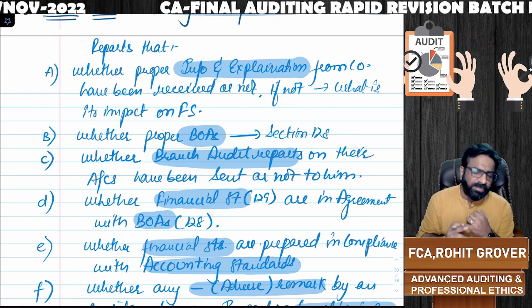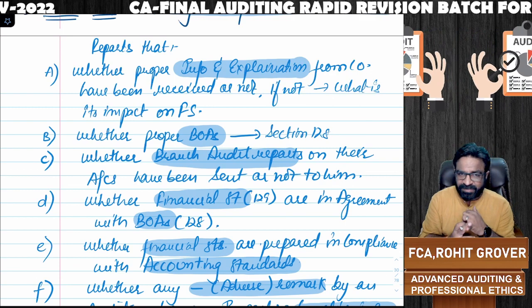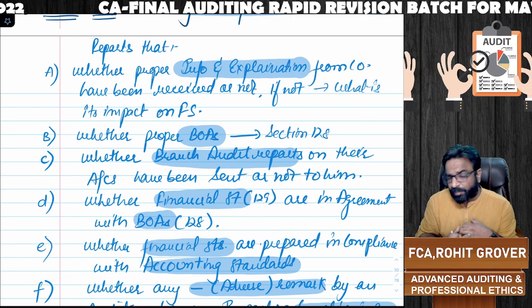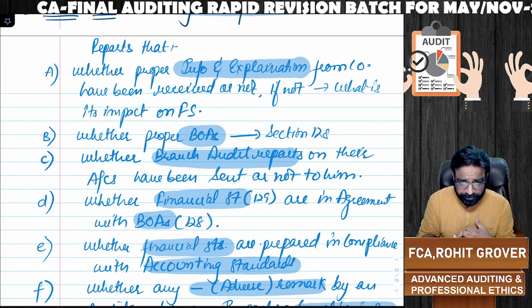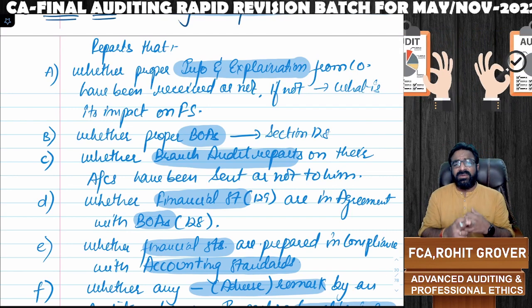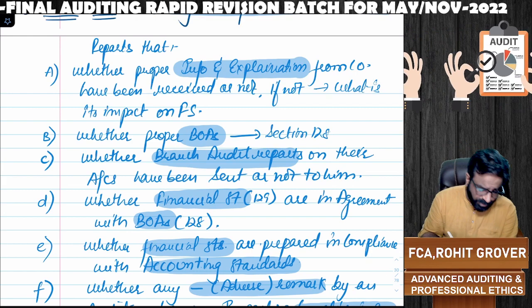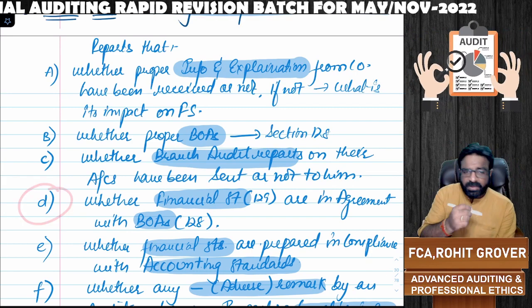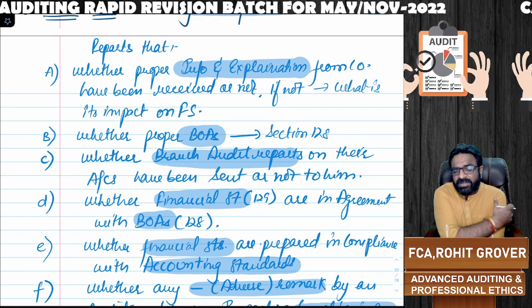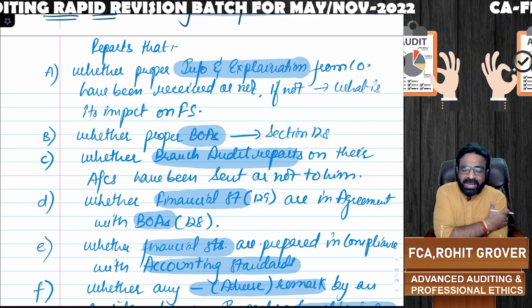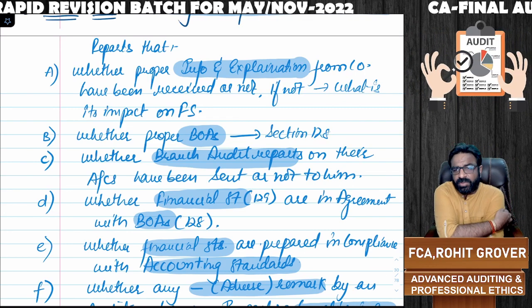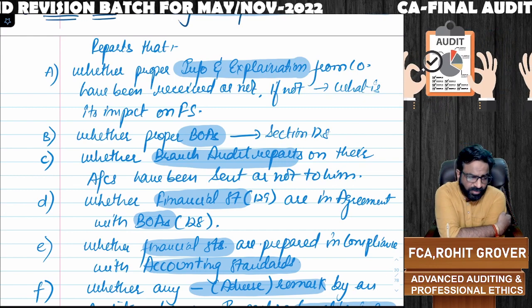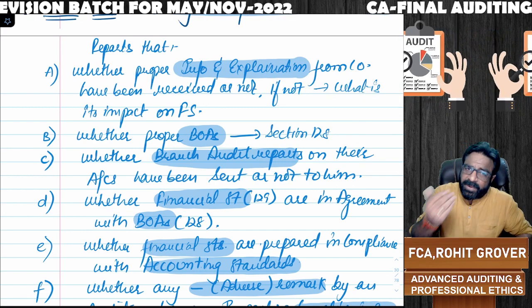So in clause A we are reporting upon information and explanation. In clause B we are reporting upon books of accounts, section 128, and in clause C we are reporting upon branch audit reports. And in clause D, we are reporting whether the financial statements are in agreement with the books of accounts or not. You all know that section 129 talks about what? Financial statements. But we all know that financial statements are prepared from what?